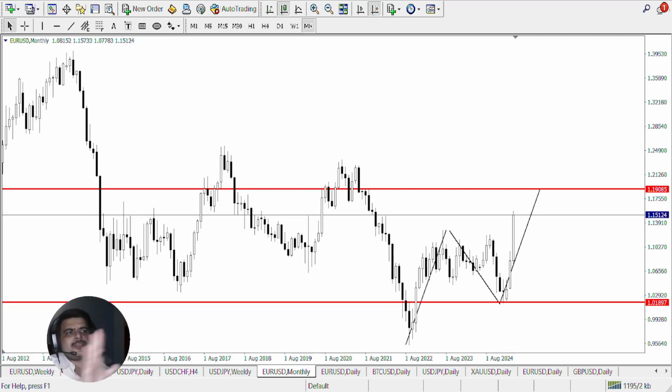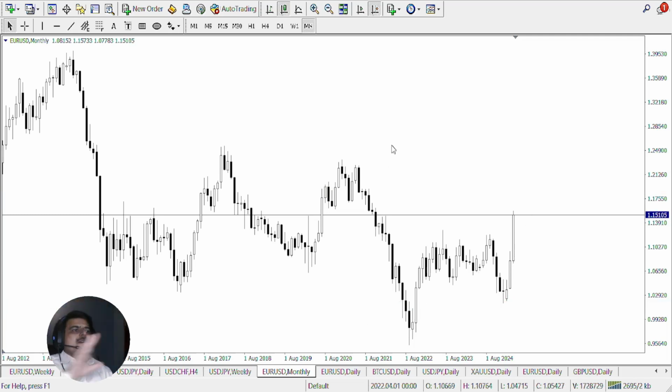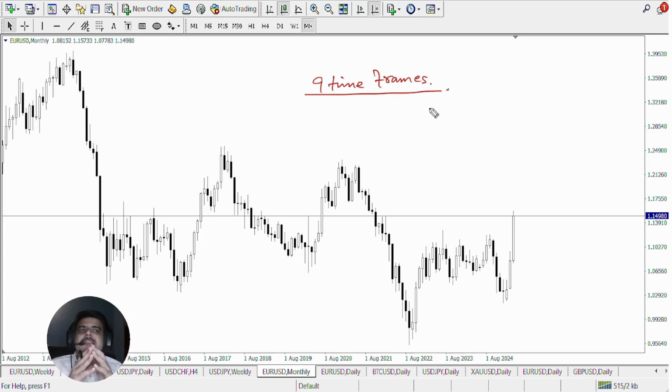So EUR/USD is right here in front of you, and all of the setups I have discussed in detail in my previous videos. First of all, I am going to delete some of these analyses, because I just want to focus on a very neat and clean chart. As I said, there are a total of 9 time frames, and right now I am on the monthly chart.